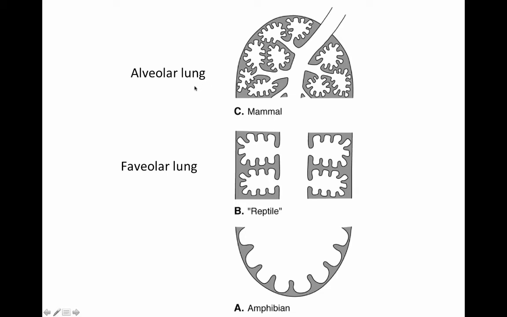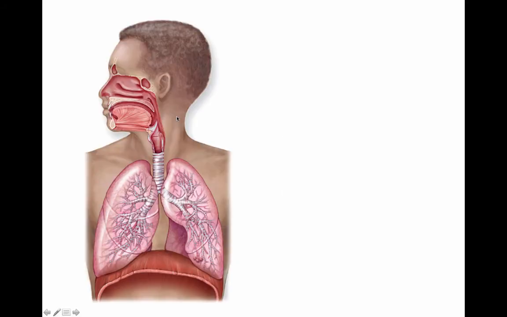So the alveolar lung is based on sequential branching of tubes. So we see more and more little branches of this initial tube structure ending in these little tiny bubbles of tissue at the very ends called the alveoli. So we can see that better in a diagram of human lungs.